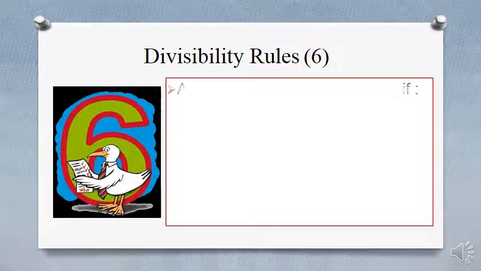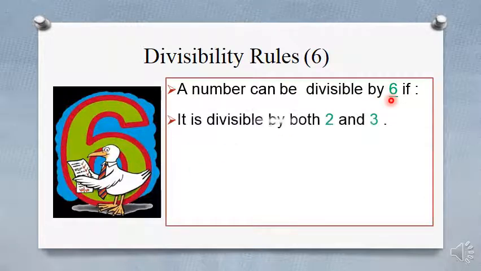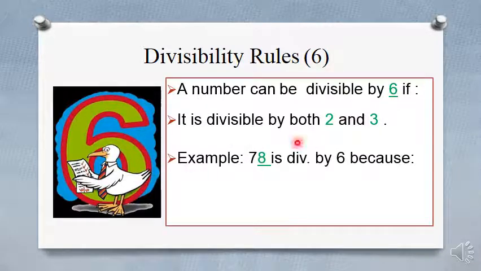Now we are going to take the divisibility rule by 6. Every multiple of 6 is divisible by 6, and I can know a number is divisible by 6 if it is divisible by 2 and 3 at the same time. Okay? Example. Take this number, 78.